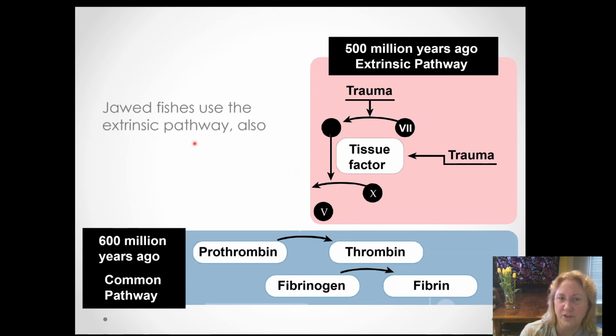Now, the jawed fishes, this includes all the bony fishes, sharks, and goldfish, and tuna, and all the common fish. They also use another pathway called the extrinsic pathway, which we have too. And a lot of the proteins that are involved with blood clotting have Roman numerals associated with them. So factor 7, factor 10, factor 5.